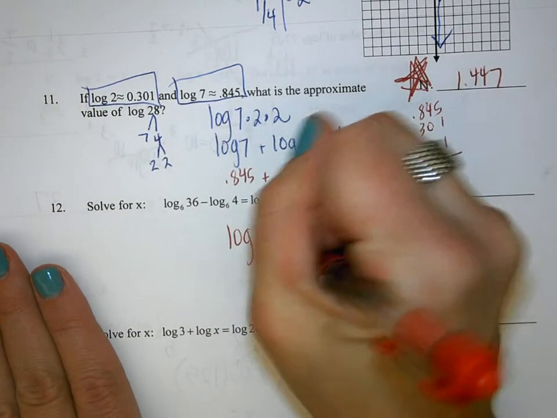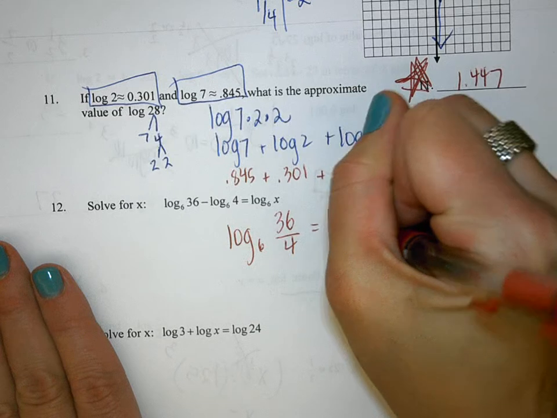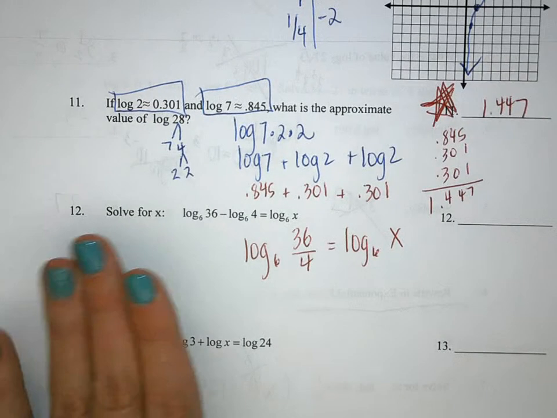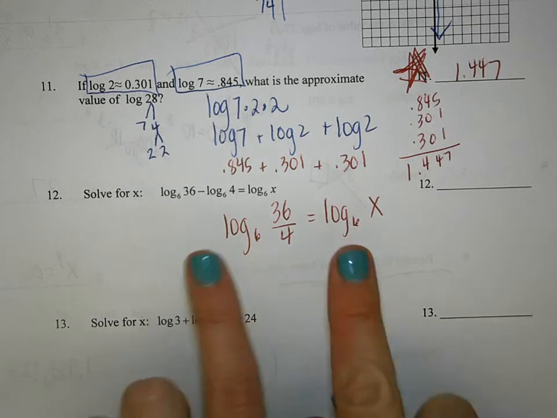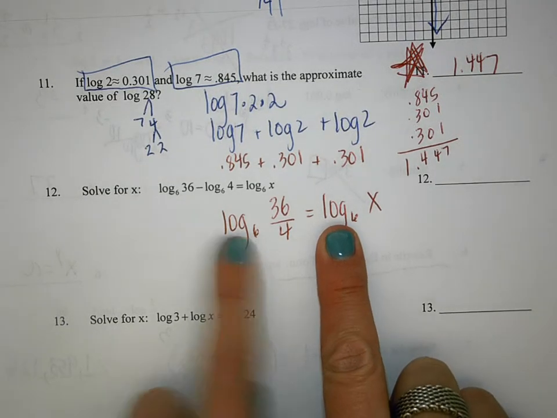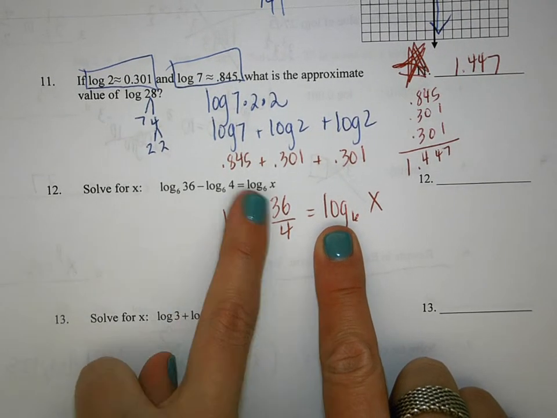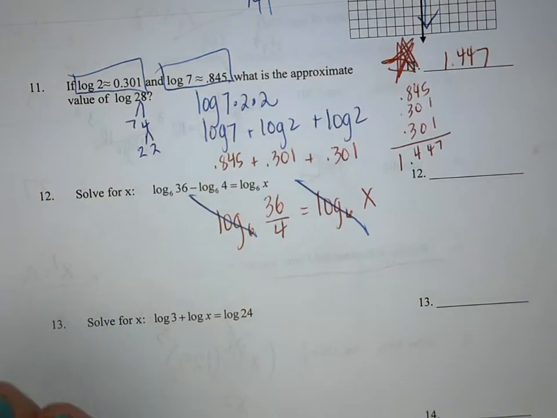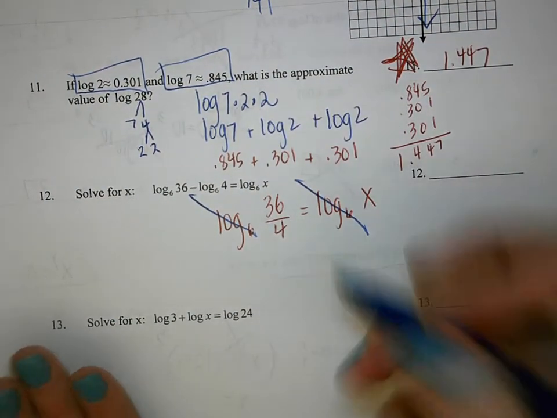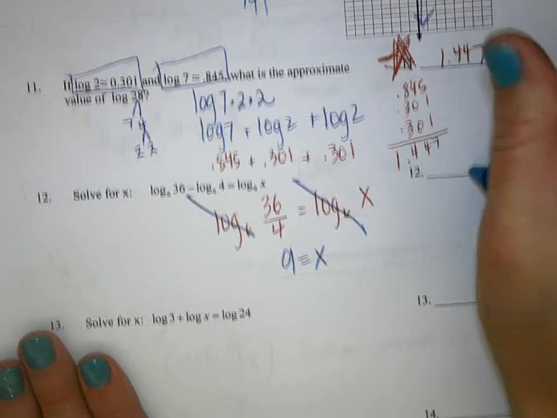Division. So I have 36 divided by 4 equals log base 6 of x. Can I drop my logs on this problem? Yes. The only time you can drop your logs is when there is a single log on both sides. You can't drop them like this. You guys will get the problem wrong. Condense them first, make it division, then drop the logs. What is 36 divided by 4? 9. So 9 equals x.